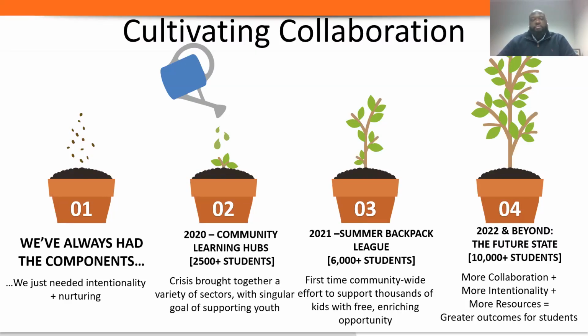So again, in 2020, we launched our Community Learning Hubs initiative, serving a little over 2,500 students. We were able to segue that into our first community-wide summer learning initiative, called the Backpack League, where this past summer we were able to serve over 6,000 students in a 6-week program located in a number of nonprofits, churches, even school locations and community centers. And what we're looking at now, in a closer partnership with the district, is what they're calling the future state, where we can support tens of thousands of young people by, again, more collaboration, more intentionality, and leveraging more resources.